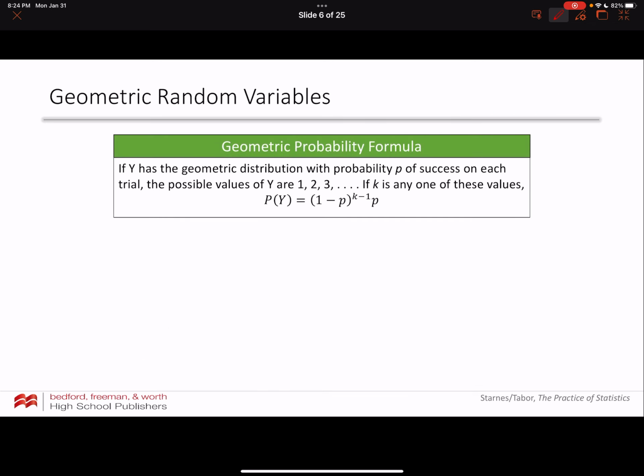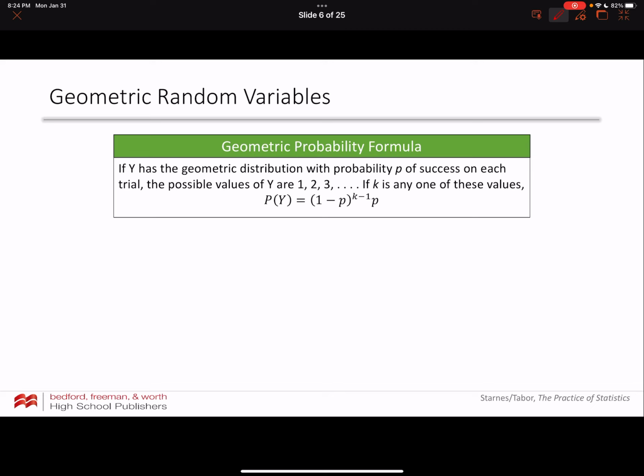So let's summarize this here. If Y has a geometric distribution with a probability P of success on each trial, the possible values of Y are 1, 2, 3, and so on. And think about it, we purposely don't have 0 as a possible value because we're talking about how many trials it takes to have your first success. So you can't have 0 trials, right?